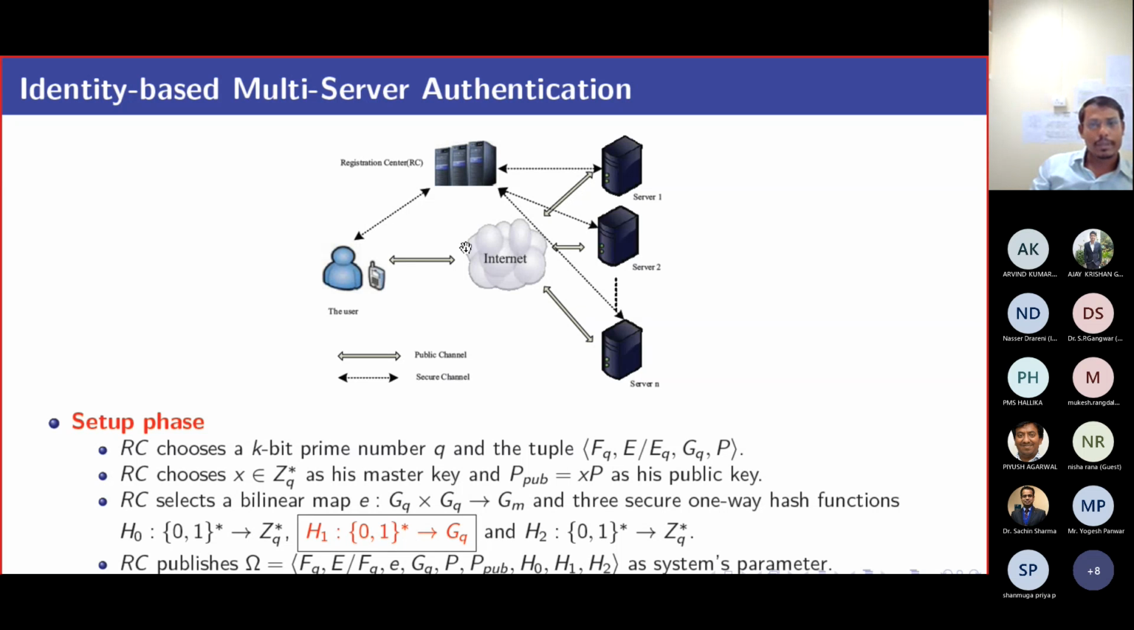RC chooses these and makes them public so that all users and servers know what parameters are used in this system. Whereas the secret key of the RC is secret. It is not known to outsiders, only RC knows. So this is the setup phase.